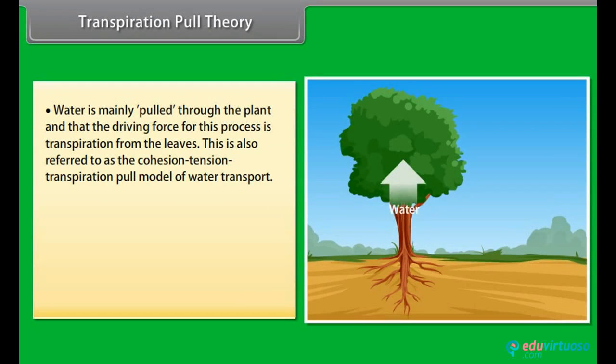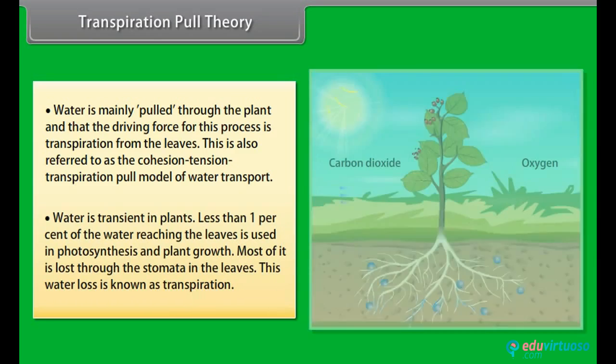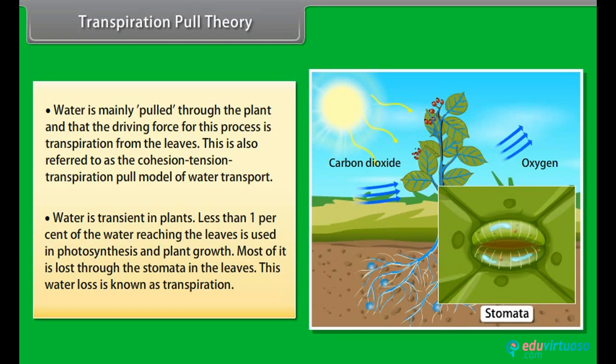Transpiration pull theory. In the transpiration pull theory, most researchers agree that water is mainly pulled through the plant and that the driving force for this process is transpiration from the leaves. This is also referred to as the cohesion-tension transpiration pull model of water transport. Water is transient in plants. Less than 1% of the water reaching the leaves is used in photosynthesis and plant growth. Most of it is lost through the stomata in the leaves. The water loss is known as transpiration.